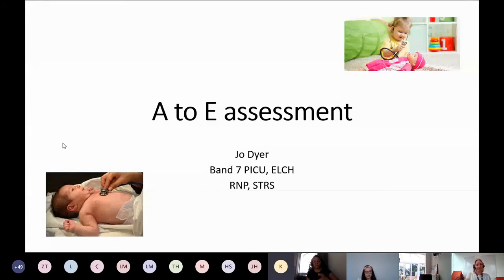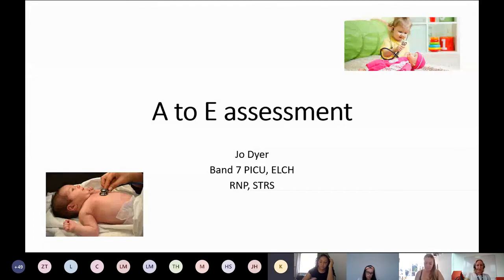So this is our next session, or the first sort of taught session, and we're going to be talking about A to E assessment. Just to reintroduce myself, my name's Jo. I split my job 50-50 between being a Band 7 on PICU at Evelina and being an RMP for STRS. So I'm sure I've met many of you guys out and about.